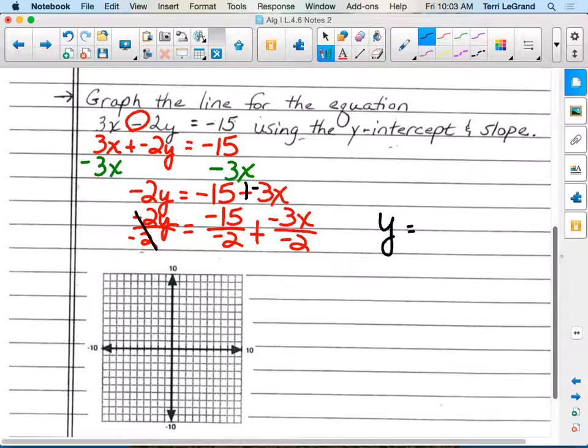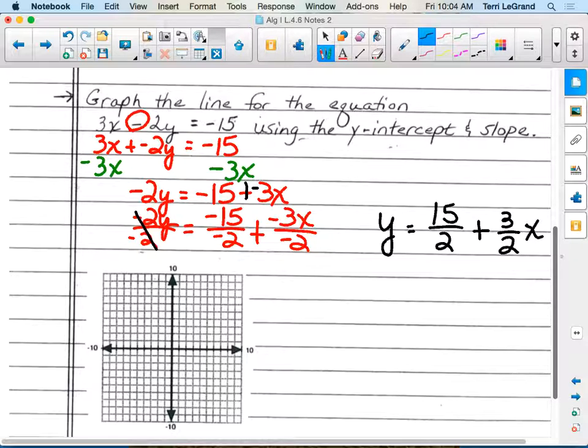Now, let's just leave it like this for right now. When it doesn't divide out nicely, we can leave it as a fraction. And how about our negative 3x divided by negative 2? What would that become? Would that divide out to be an integer? No. What's a negative divided by a negative? Positive. And since 3 divided by 2 is not an integer, we're going to leave it as a fraction.